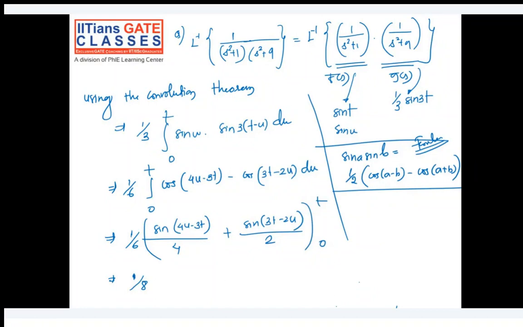1 upon 8 sine of t minus 1 by 3 sine of 3t. It is just the simplification of it, nothing else. Okay, so this is how you will use the convolution theorem to solve the problems.